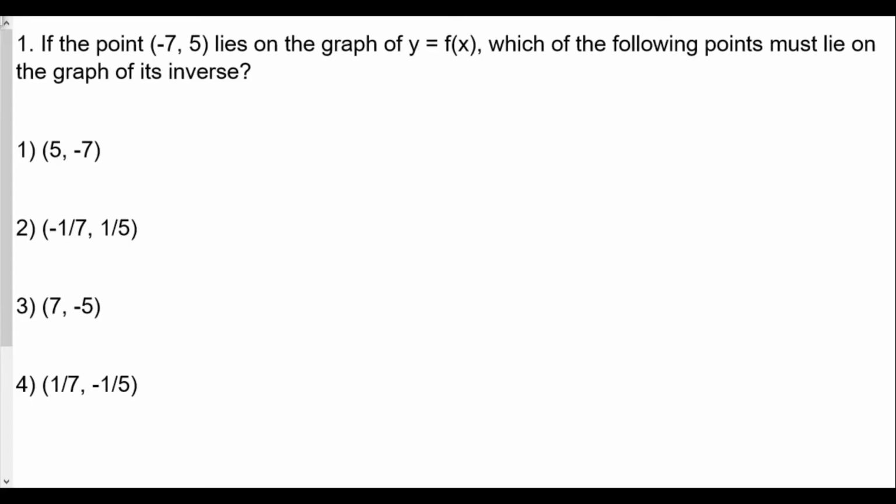Welcome back, everybody. This is going to be our Function Foundations from Algebra 2, Lesson 6, Inverse Functions, homework review.